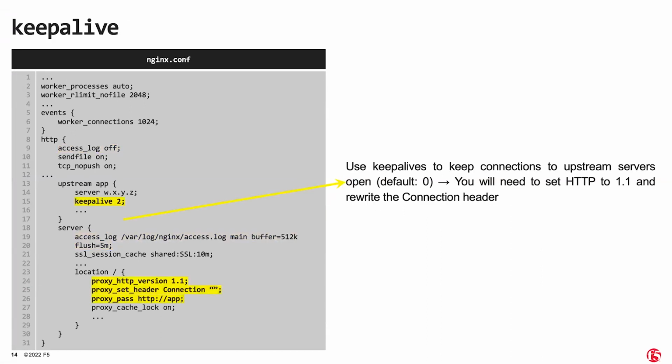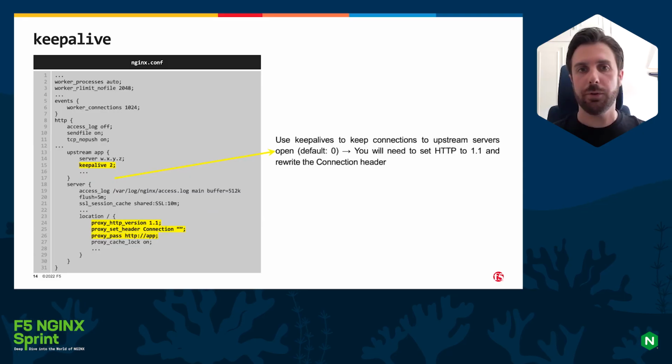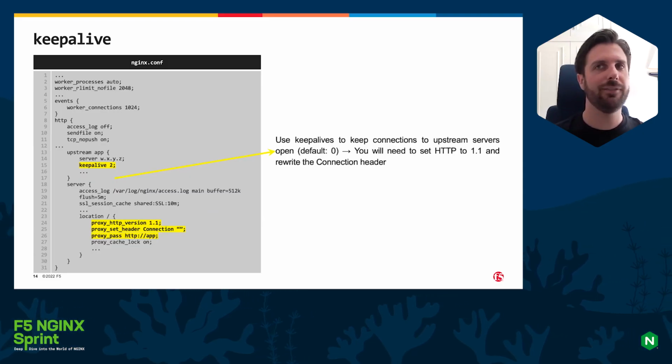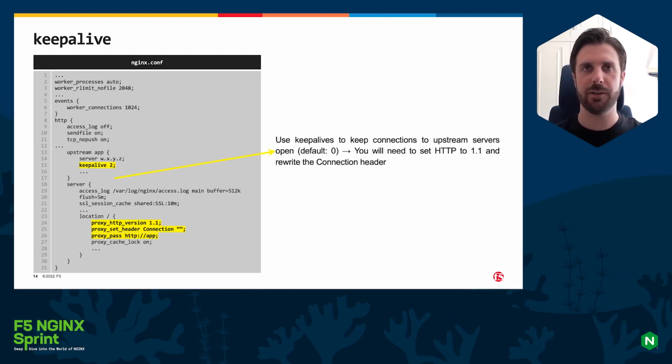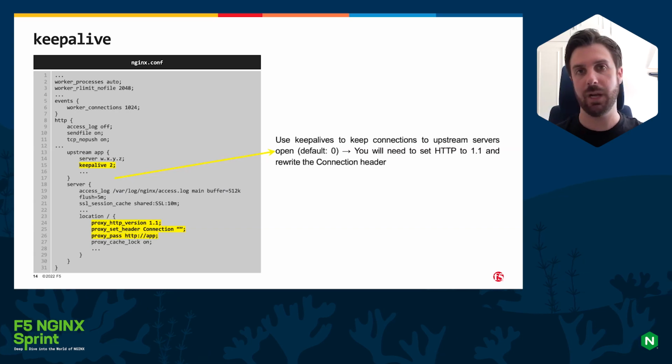The fourth directive, keepalive. Keepalive lets you reuse open socket connections to your upstreams instead of having to reopen a new connection anytime you query the given upstream. Do note though that to enable keepalive, you will have to set HTTP to 1.1 and rewrite the connection header to not close any connections by default.